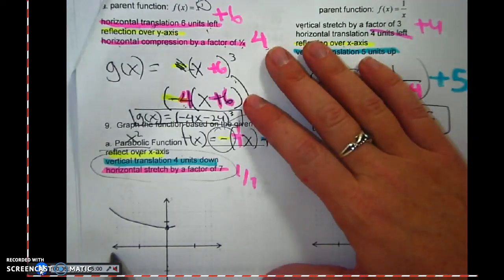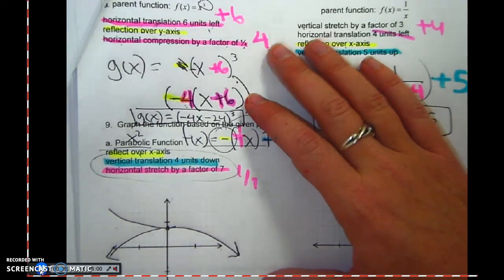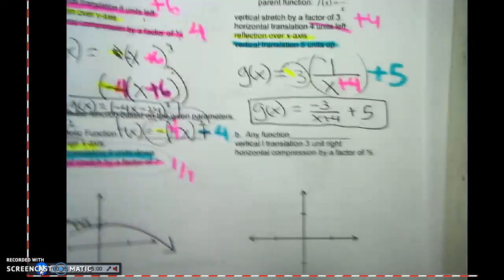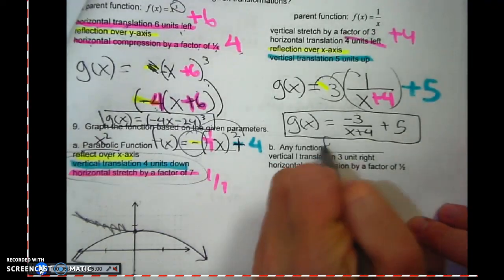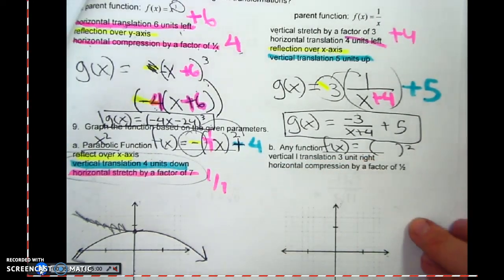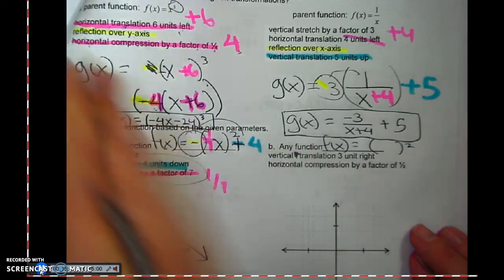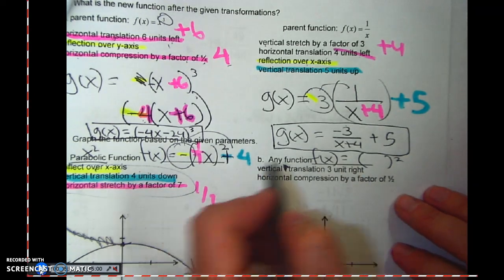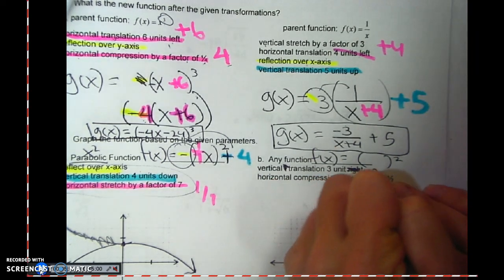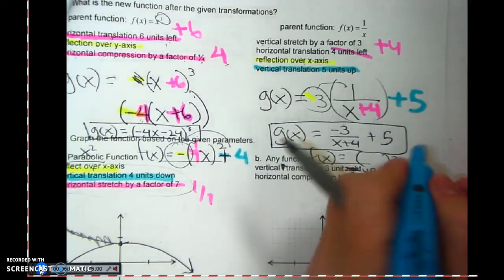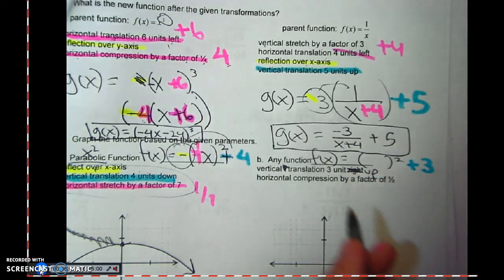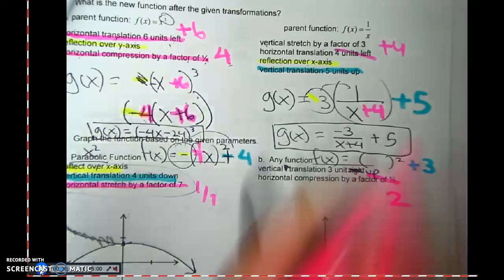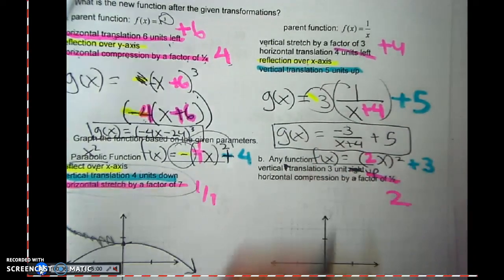Oops. I've got to start using pencil. Okay? So that's not there. If I had white out, I'd help out with that. Okay? Any function. Well, I like the parabolic function, so I'm going to keep it that. Vertical, this is a typo, translation, 3 units right. Well, that doesn't even make sense, does it? Okay, so let's make it a vertical translation 3 units up. So that would be plus 3. And then a horizontal compression by a factor of 1/2, which really means 2. So that's 2x.